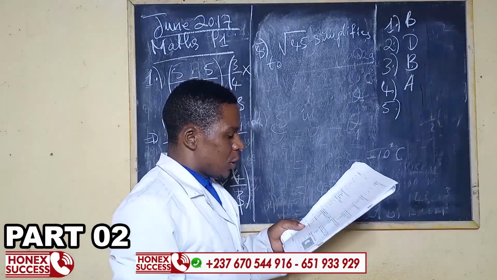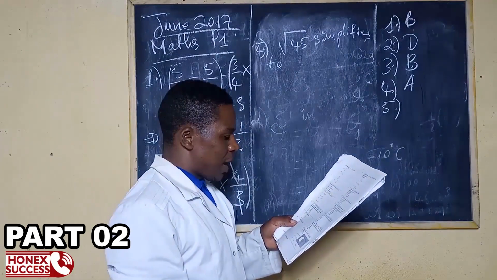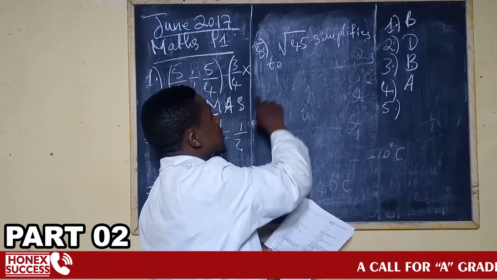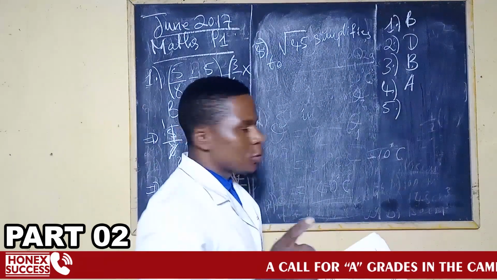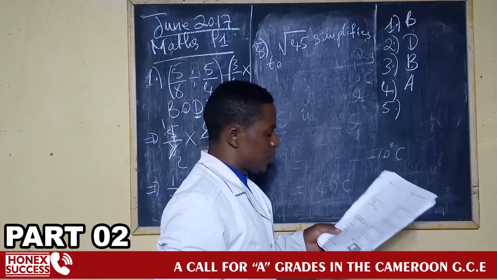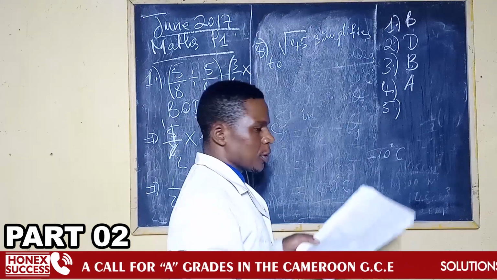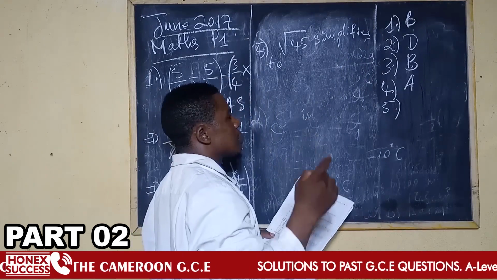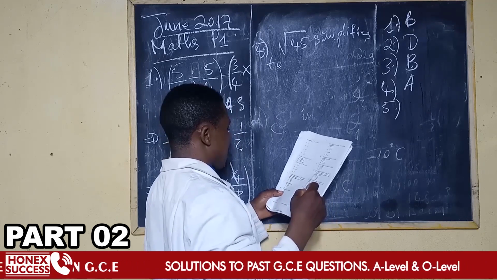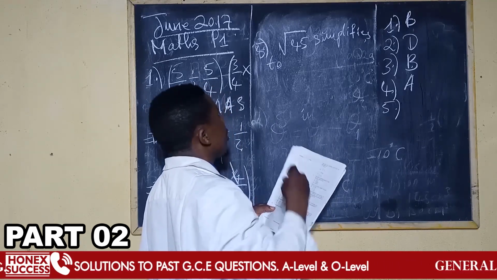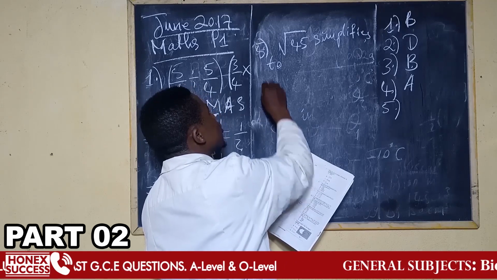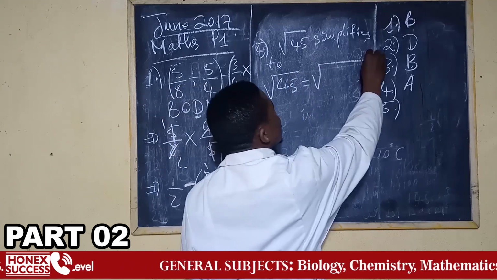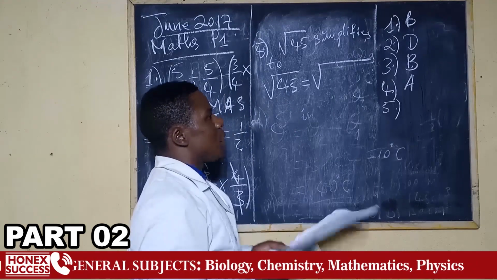Okay, you have to understand that this question is coming from the topic that we call surds, a topic which you treated in class, certainly in Form 3 or 4. Okay, so you write the square root of 45 equal to the square root. You break it down, you ask yourself, what is that perfect square that if you multiply by another number is going to give you this result under the square root.